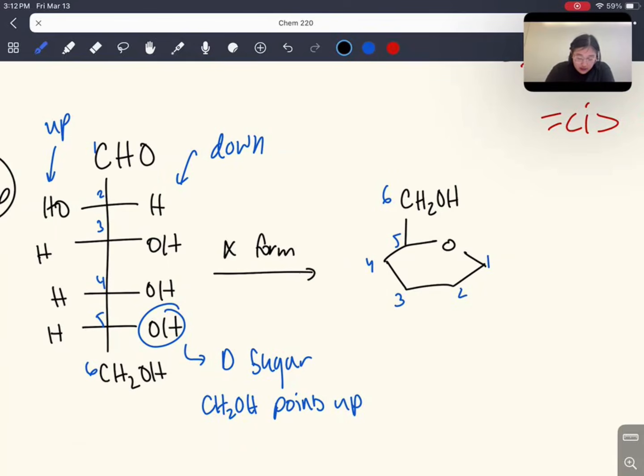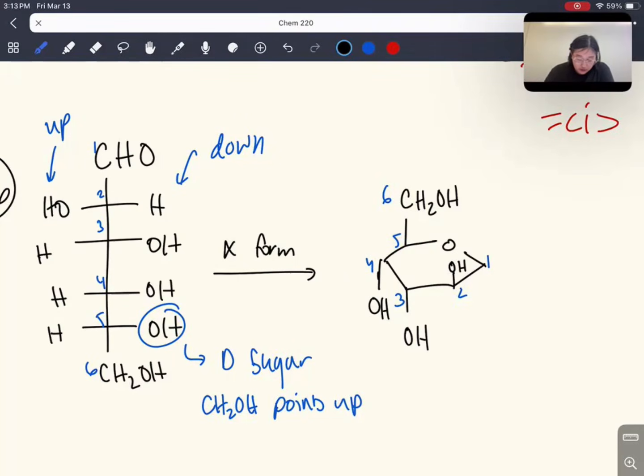So in carbon 2, my OH group is on the left, meaning that it'll point up, and so the carbon 2 OH group will point up. On carbon 3, the OH group is on the right side, so any OH group on the right side would point down. So in carbon 3, my OH group points down. Carbon 4, my OH group is on the right side, so it will point down. And now we have carbons 2 through 4 labeled.